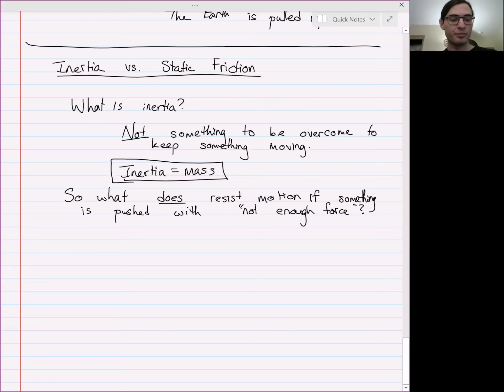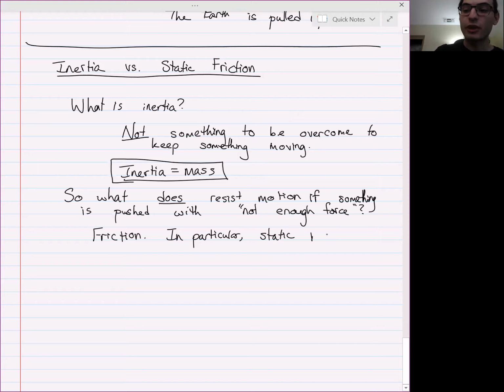Bingo, it's friction. So in particular, it's static friction. So static friction is calculationally related to mass, but it's not mass.